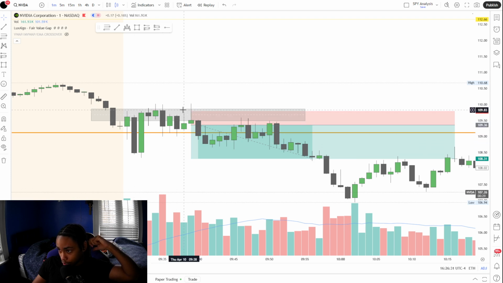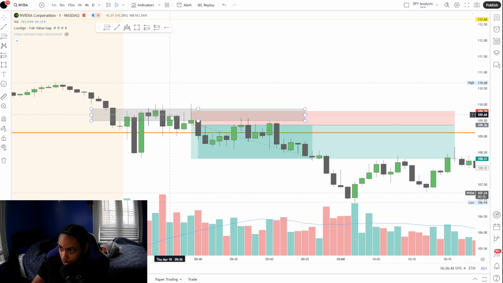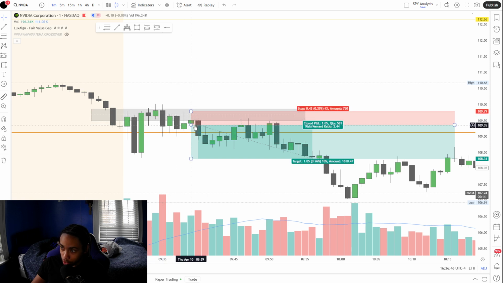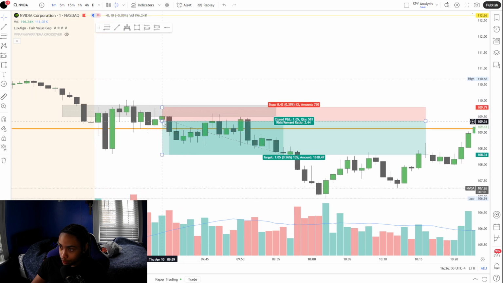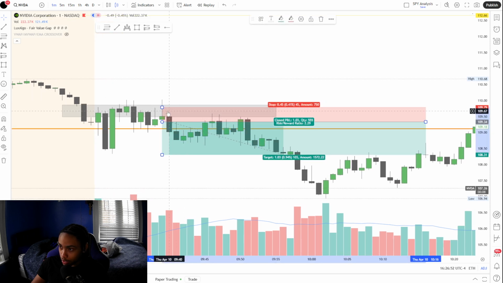Price came down. Price rejected this box right here. Price rejected this fair value gap strongly. It closed below it. It came up to here, then rejected it again. Came up to here, rejected it. I just took the short right here, and I said screw it. I took the short. Boom. Took the short around this candle.